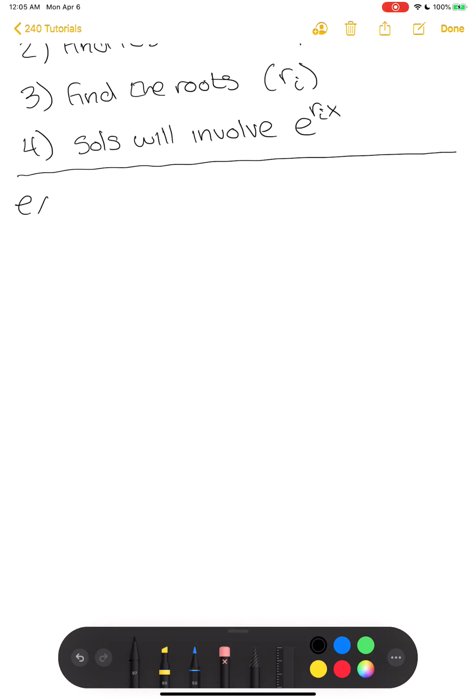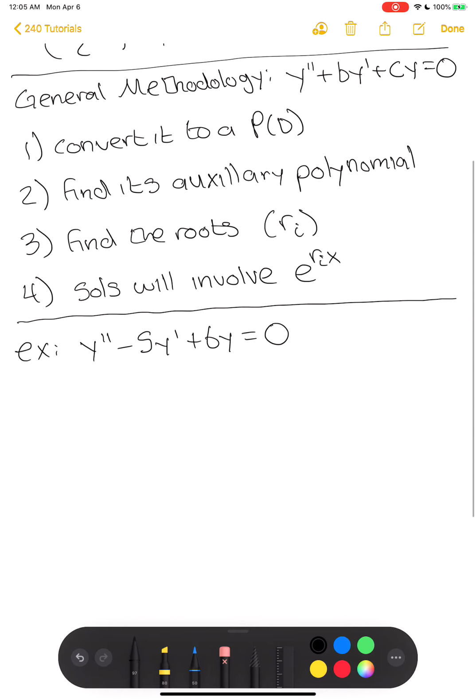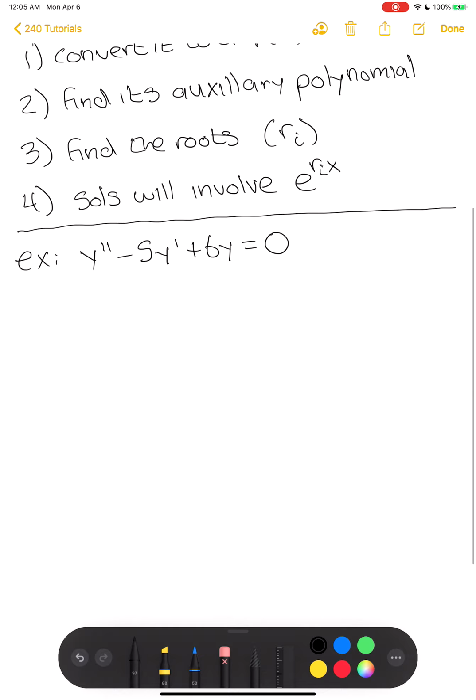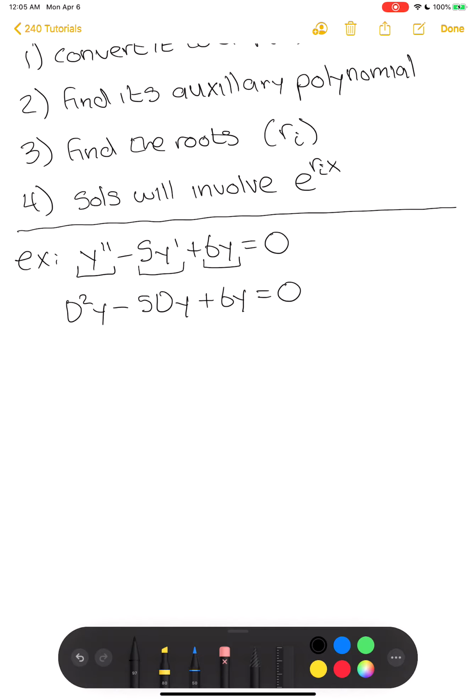Okay, so let's go ahead and work with the first case here. So as an example, we have y double prime minus 5y prime plus 6y is equal to 0. And they want you to go ahead and find the solutions to this differential equation. So what we do first is we convert it to a polynomial differential operator. We write y double prime as D squared y, as we've seen. We write 5y prime as just 5Dy, and then the 6y, there's no derivatives involved, right? So we just add 6y to it to give me 0.